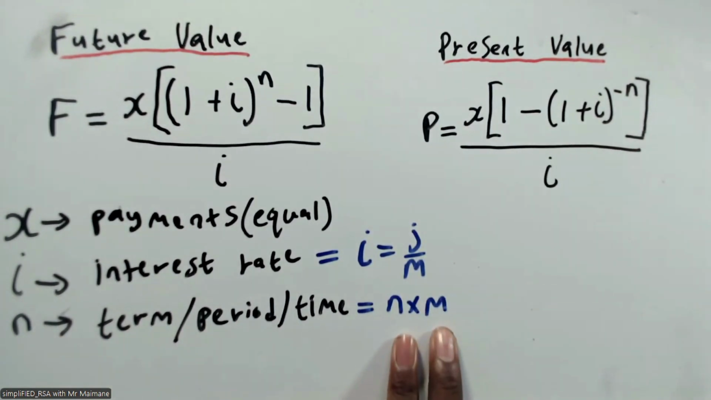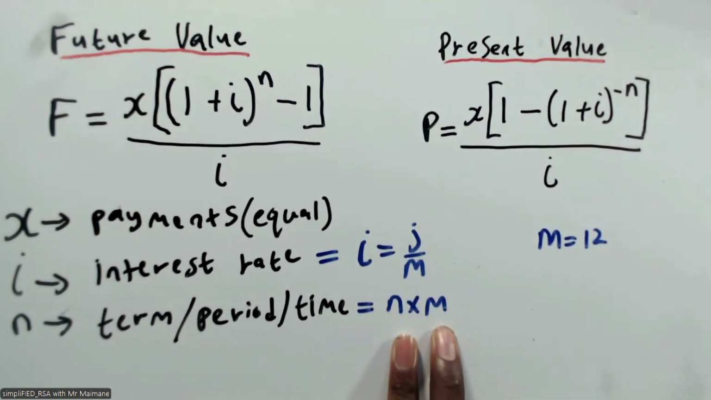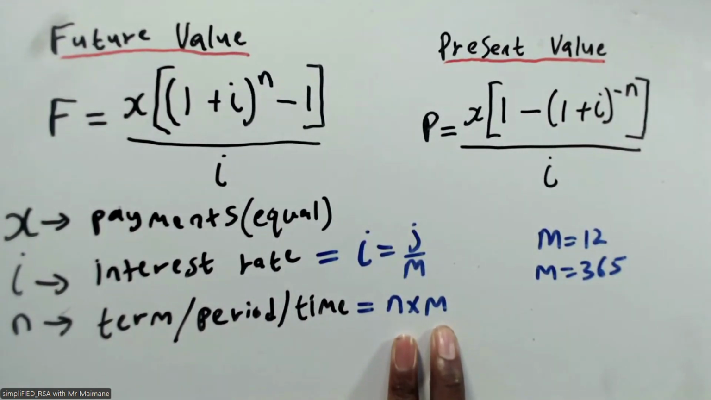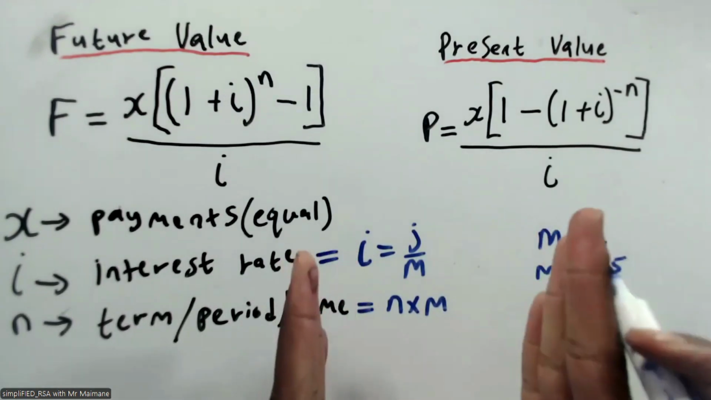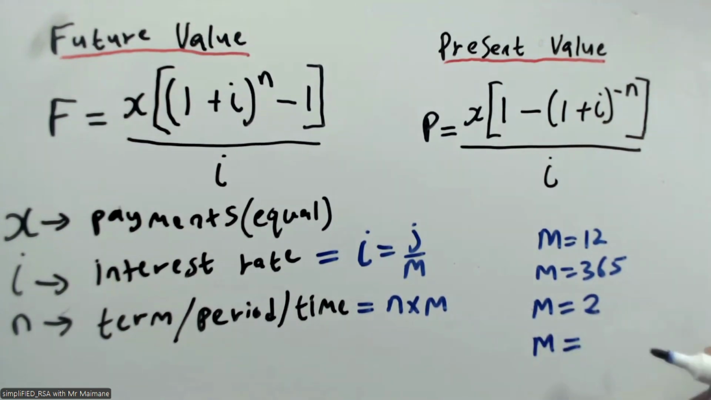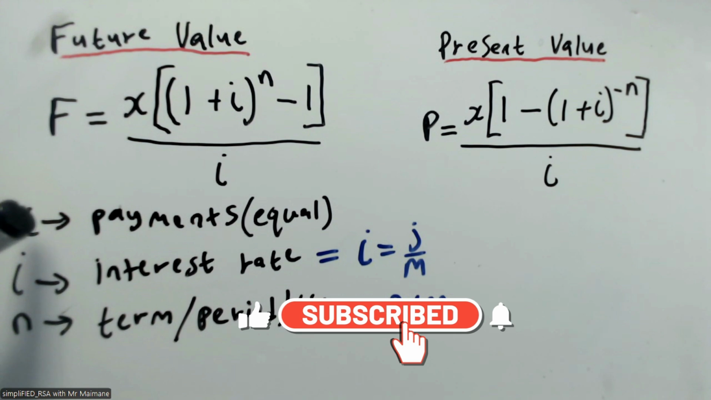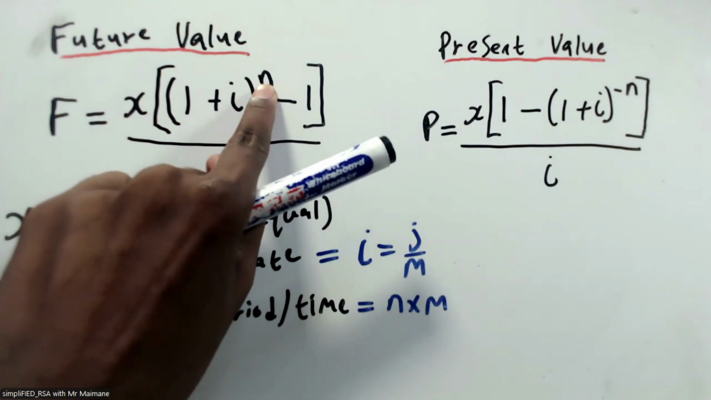I'm going to use M to denote the compounding period. So the compounding period M is equal to 12 if it is compounded monthly. M is equal to 365 if it is compounded daily. Sometimes they may say it is compounded semi-annually, where M is equal to 2, semi-annually meaning 2 times a year. And we may have quarterly. If it is compounded quarterly, M is equal to 4 throughout. Now, the formula should be such that the compounding period is divided into the interest and multiplied with the term.